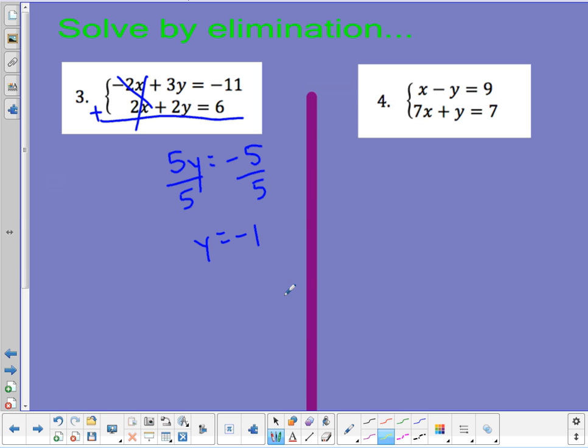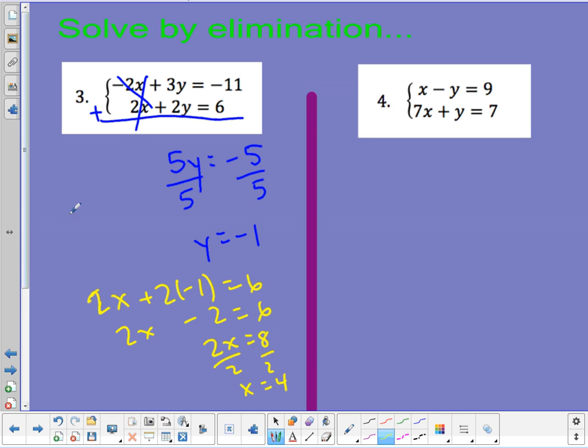And then the next thing I need to do is plug that back in to get my x. I'm going to pick the bottom equation this time, so it's 2x plus 2 times negative 1 equals 6. That's 2x minus 2 is equal to 6. Add the 2 to both sides, that's 2x equals 8, and divide by 2, I get x equals 4. So my solution here is 4 comma negative 1.